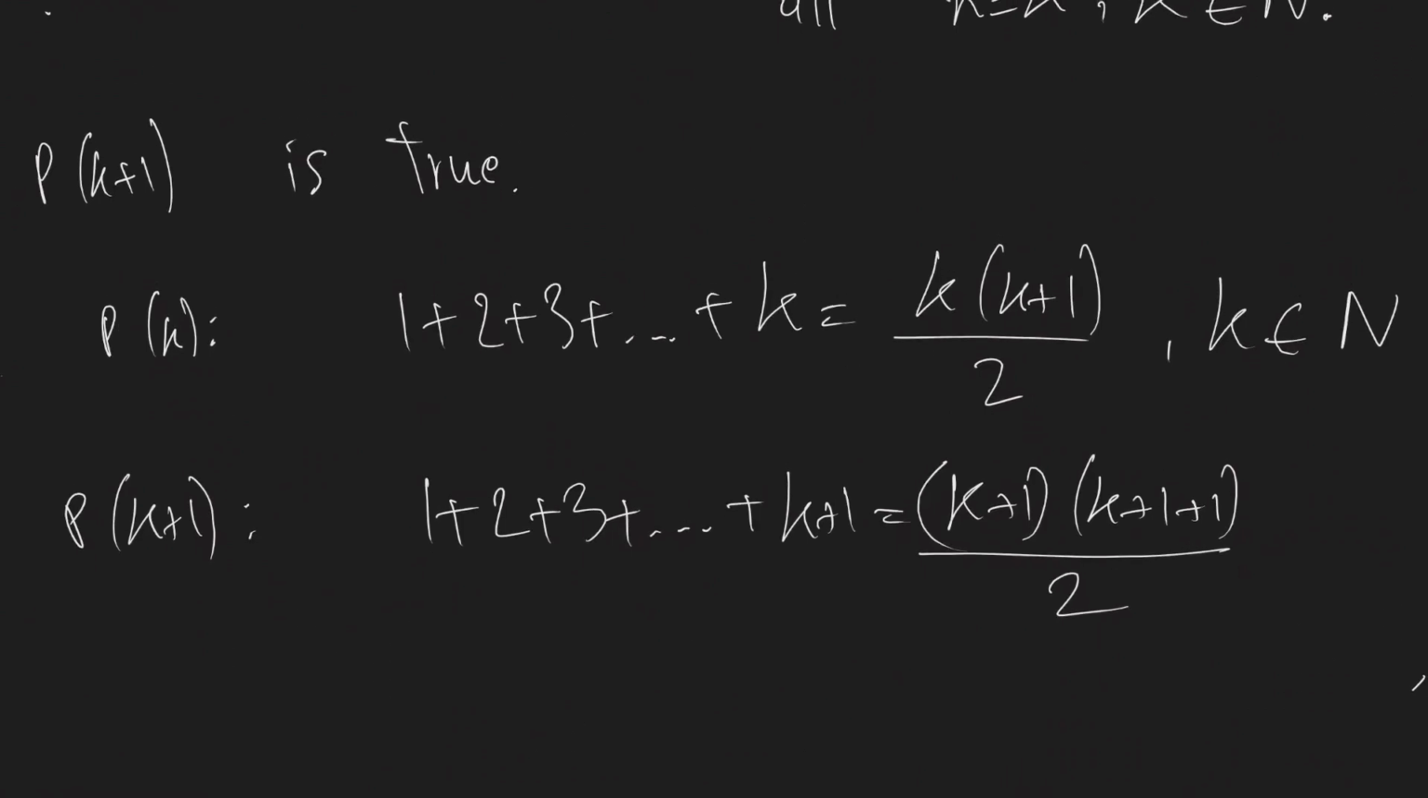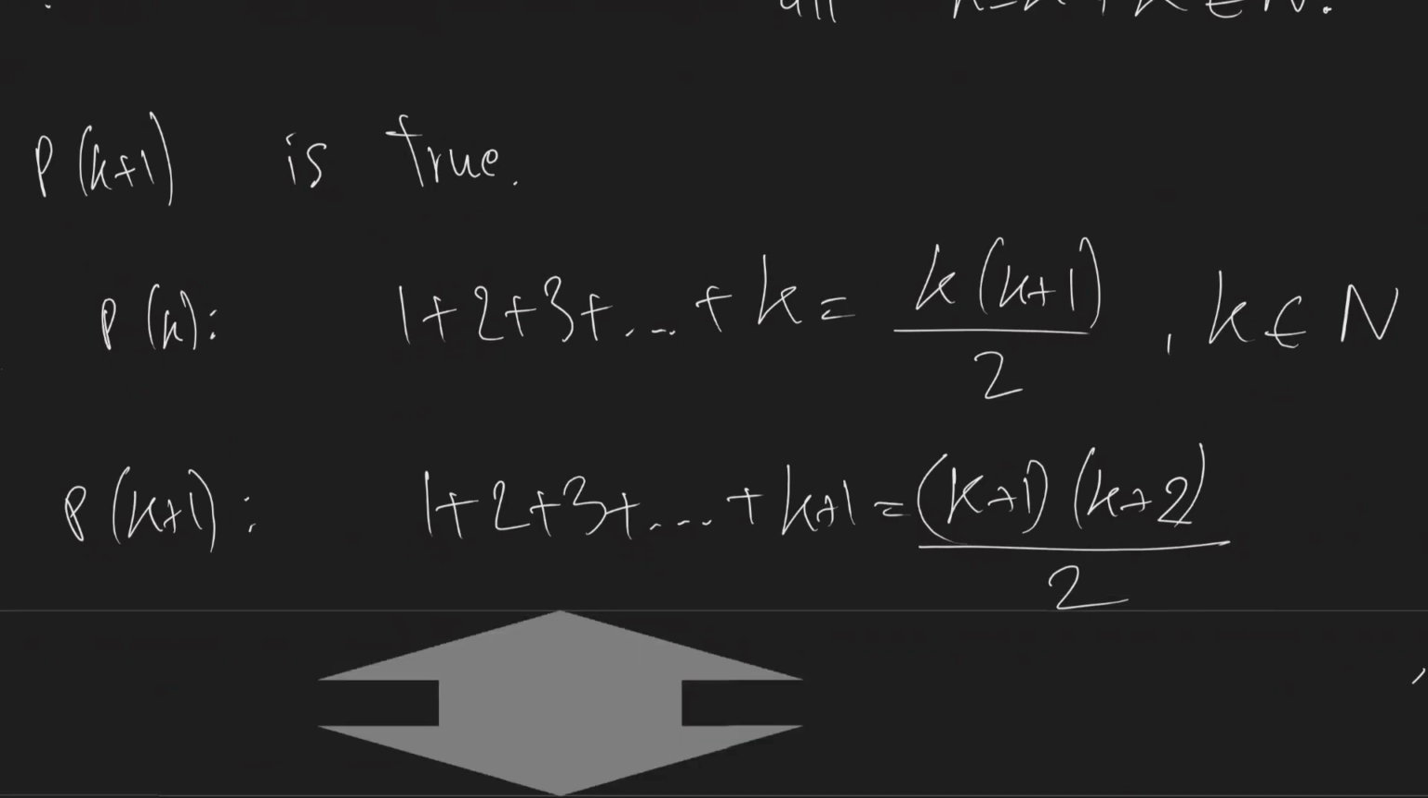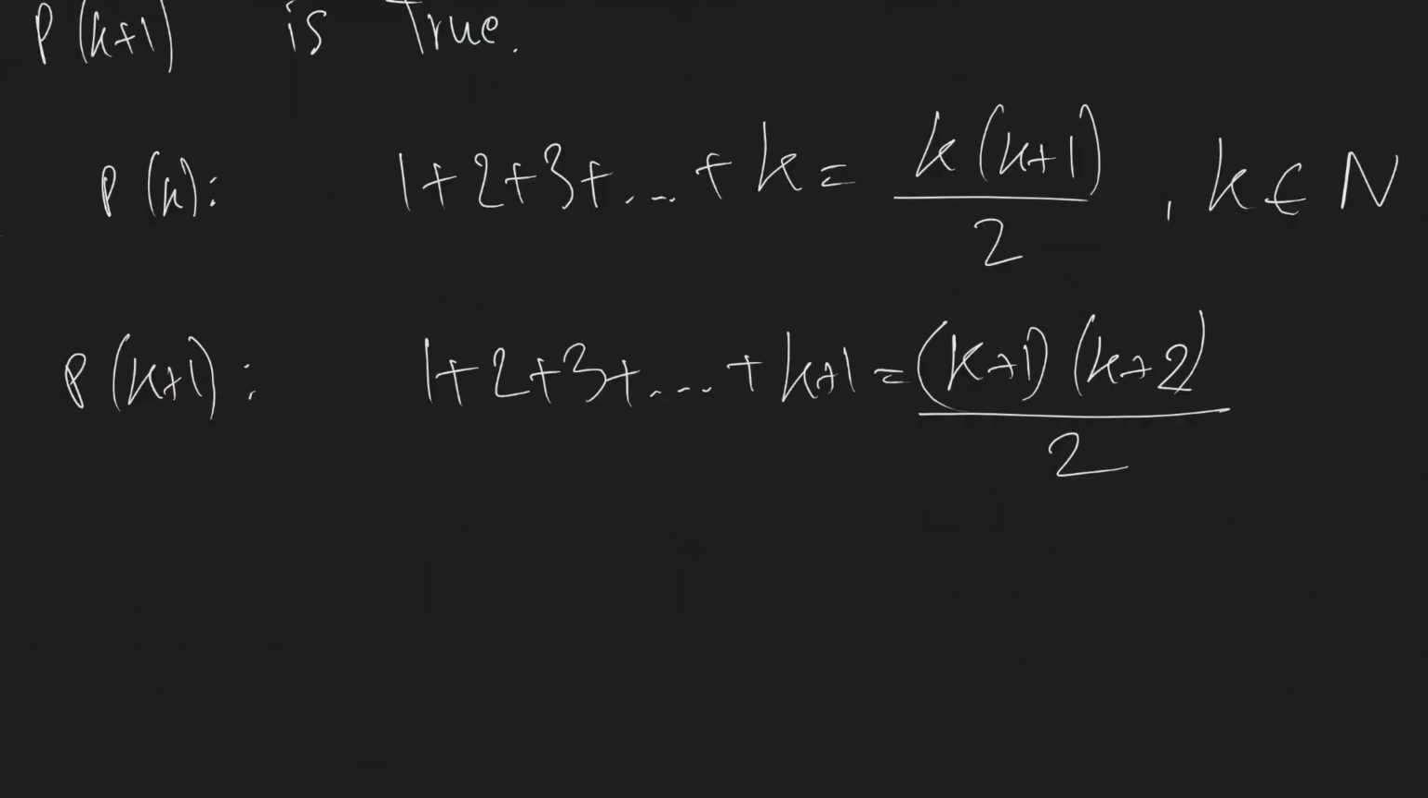And let's just simplify this a bit. So I can write this as k plus 1 times k plus 2. So let's try to deduce Pk plus 1 from Pk. Now we can rewrite Pk plus 1 using Pk. And how do we?